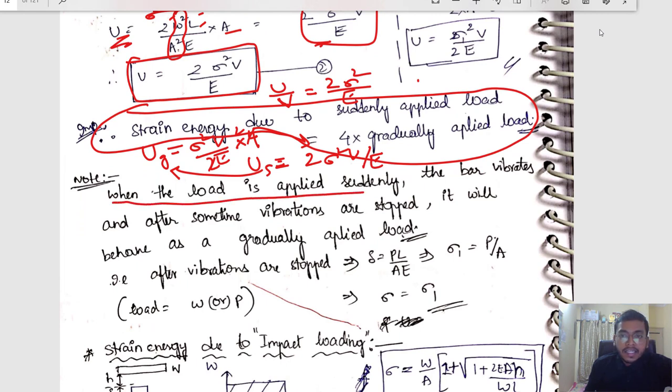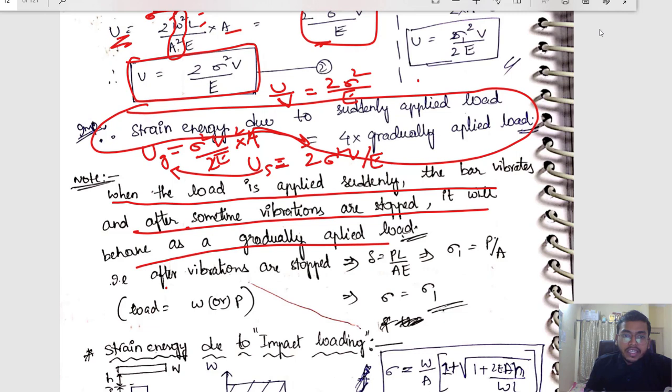When the load is applied suddenly, the bar vibrates, and after the vibrations stop, it will behave as a gradually applied load. That is, after the vibrations stop, your deflection will go back to PL by AE, or WL by AE if you are taking the load as W. Again, your stress will be P by A instead of 2P by A or 2W by A. So I said your stress value in the suddenly applied load will also be double, that is 2W by A, right?